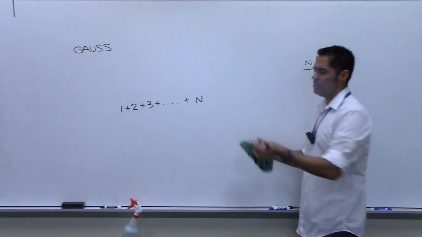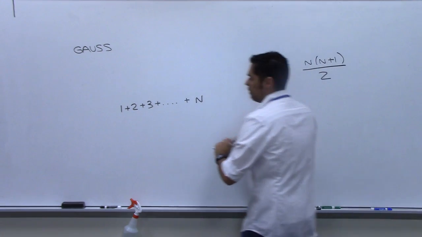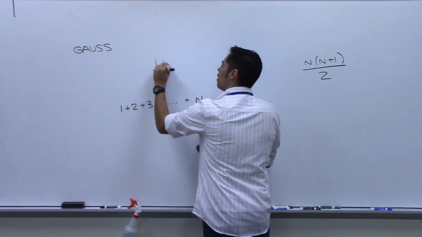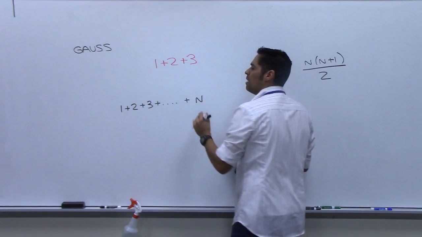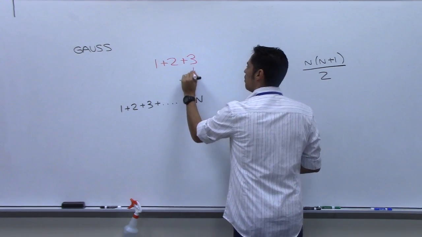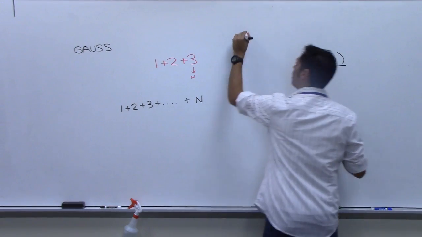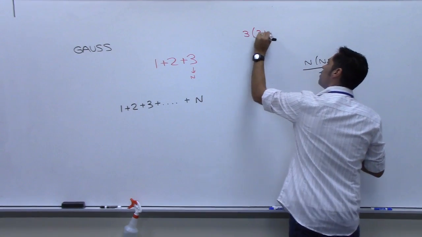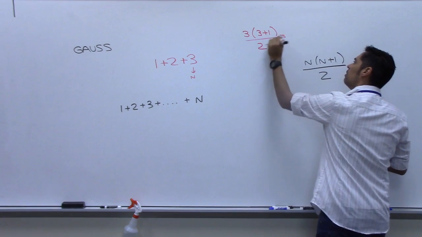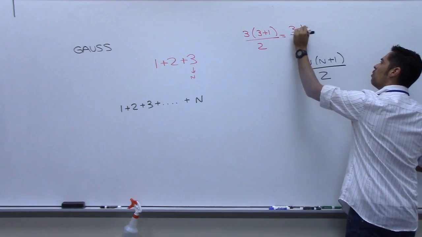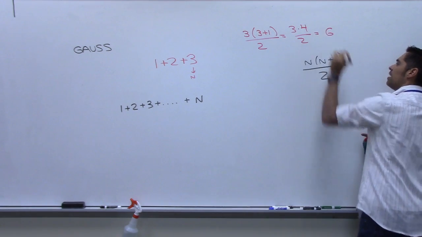So let's just see what Gauss was talking about. If we wanted to add up just the first three numbers, 1 plus 2 plus 3, what would n be? 3. n would be 3. So let's just plug 3 into this formula. 3 times 3 plus 1 over 2. This is what? 3 times 4 over 2, which is 6, right?